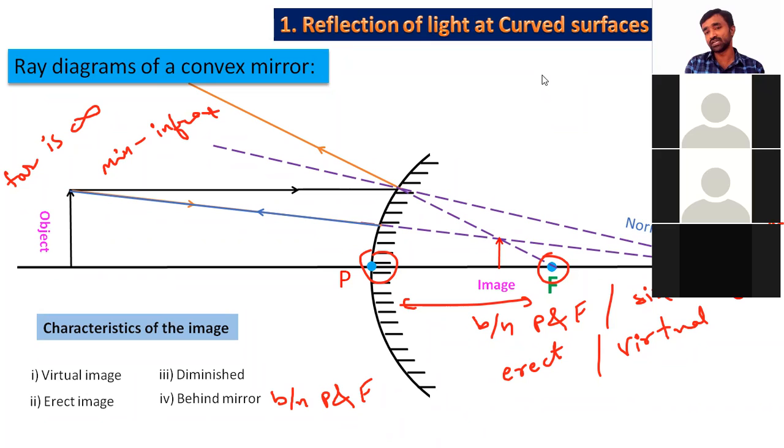Like focus, center of curvature. Are there any? No places. So that's why here only one possibility is there. Always the object is said to be placed before the convex mirror.